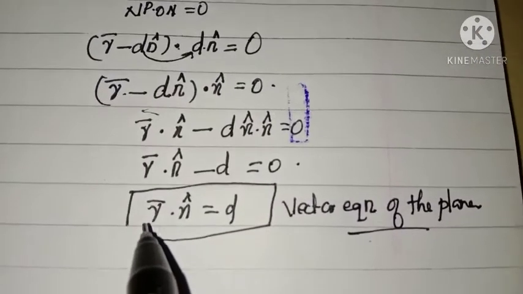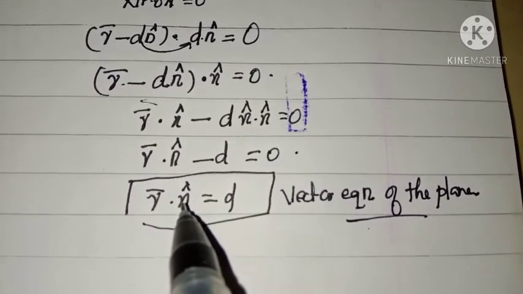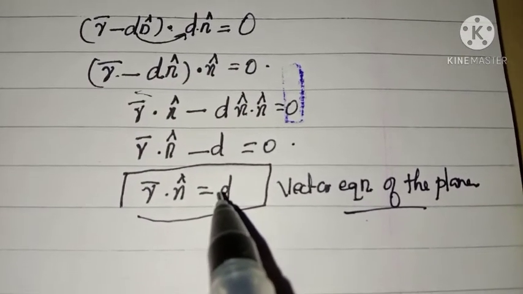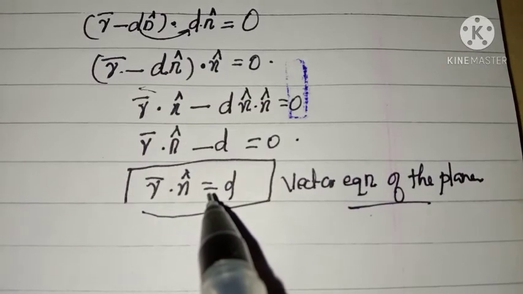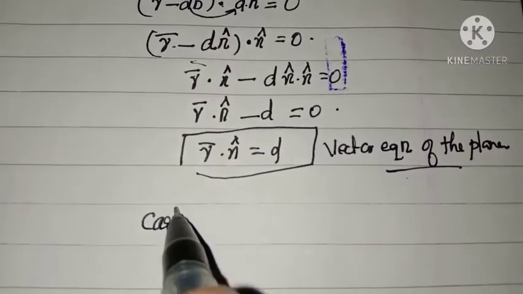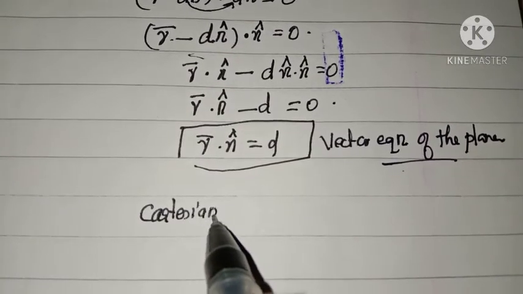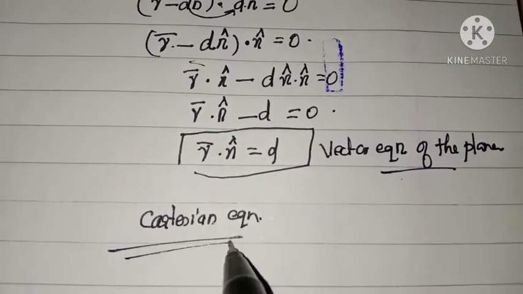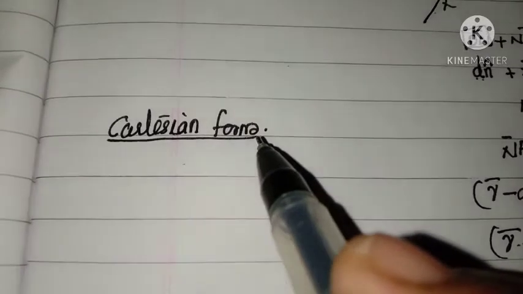Here r is the position vector, n is the unit vector, and d is the perpendicular distance from the origin along the normal. Now see the Cartesian form of the plane, or Cartesian equation of the plane.